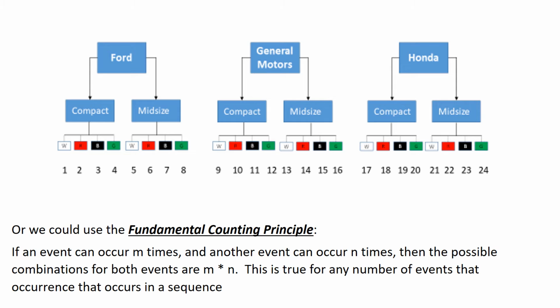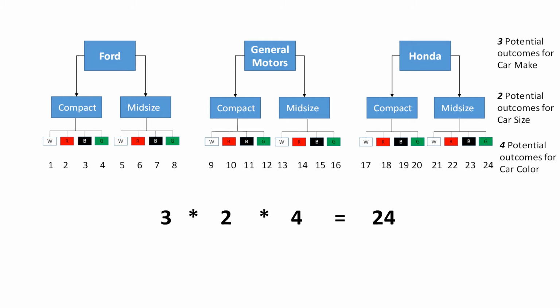But we could use the fundamental counting principle. This basically says we multiply the number of outcomes within each component to get the total, rather than developing a decision tree like this. We can see how many possible outcomes there are for car makes, that's 3. How many for car sizes, that's 2. And how many for colors, that's 4. 3 times 2 is 6, times 4 is 24. And you see, it's much easier and simpler to get this answer by just determining the outcomes and multiplying the different groupings rather than developing a decision tree. Or I should say a series of decision trees.